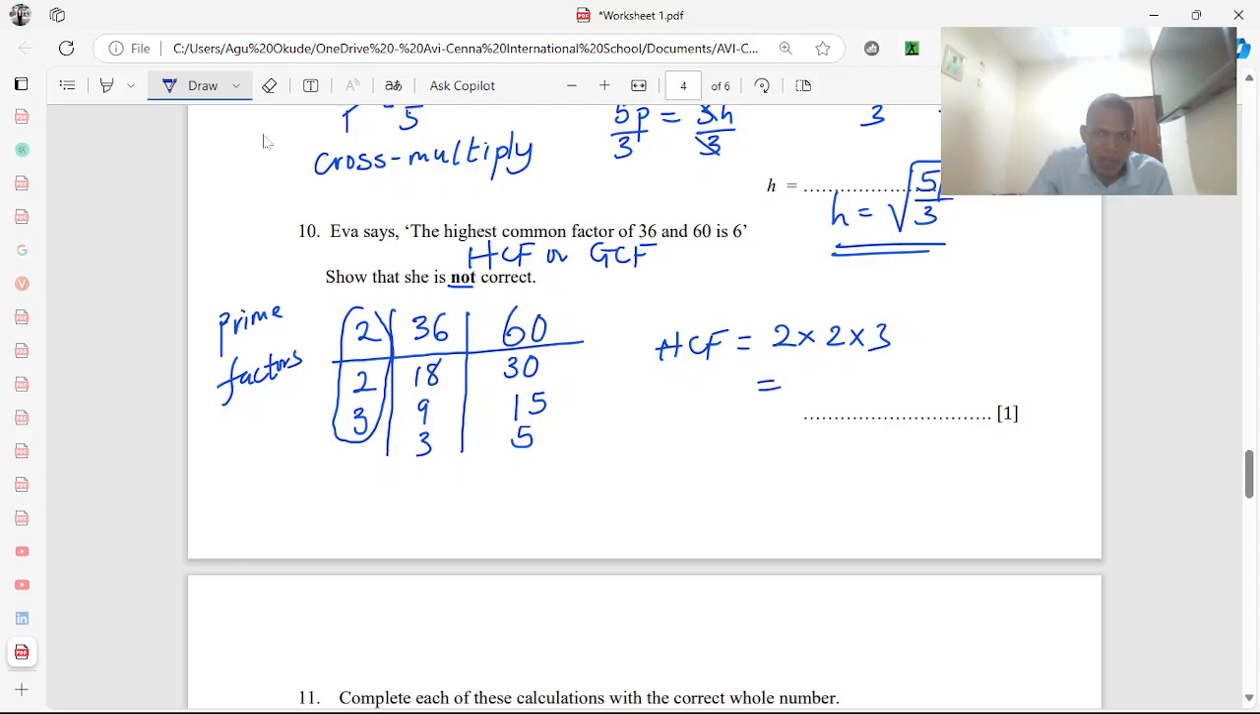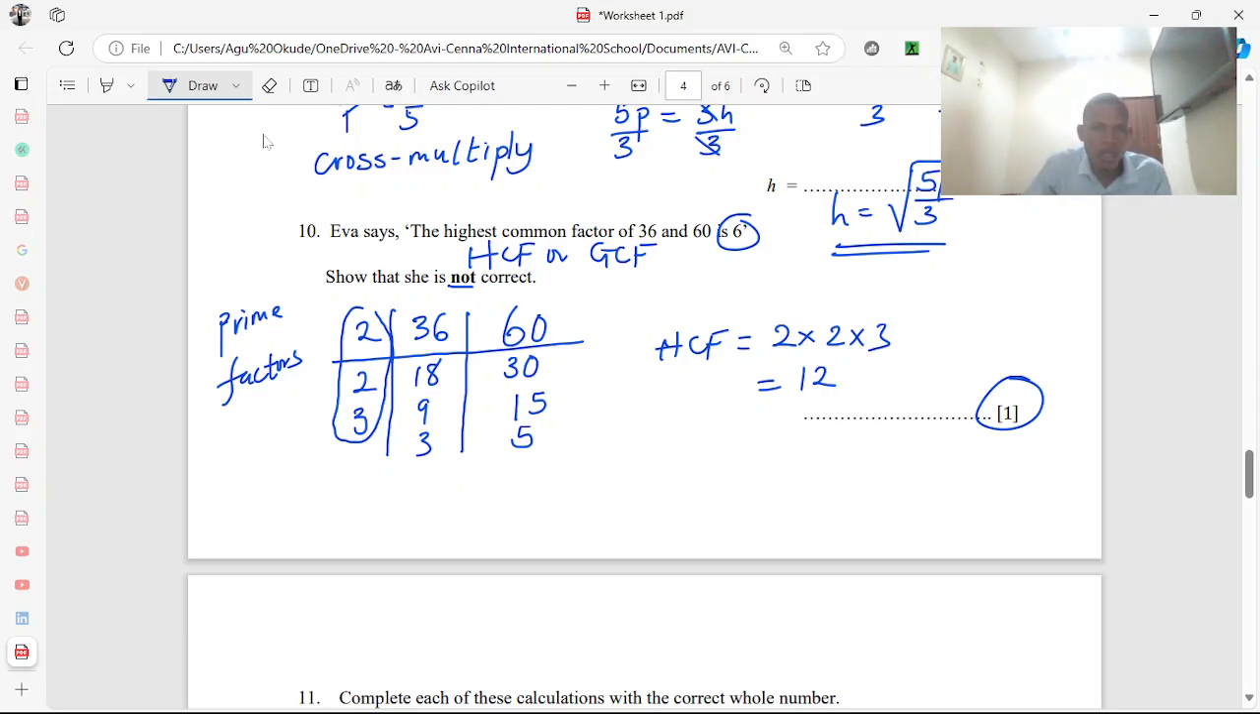So which means the answer is actually 12, right? Now Eva said the HCF is 6, so which means Eva is not correct. So now we have just been able to show, with this working I've done, that Eva is not correct. And this is a 1 mark question. So that's how to show it.